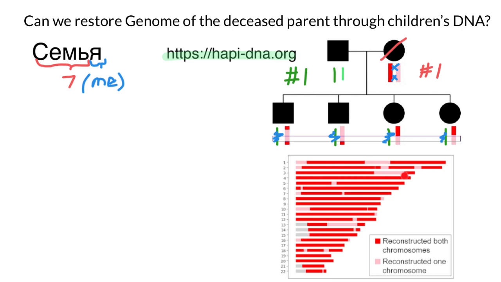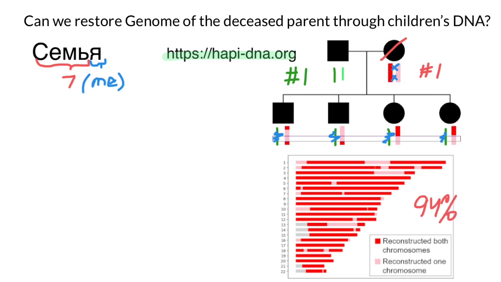In pink color here are shown those fragments where only 1 chromosome has been restored. And in red color, where she has been able to get the sequence of both homologous chromosomes. Again, in pink, only 1 chromosome sequence is obtained. I think 94% is just an amazing result.